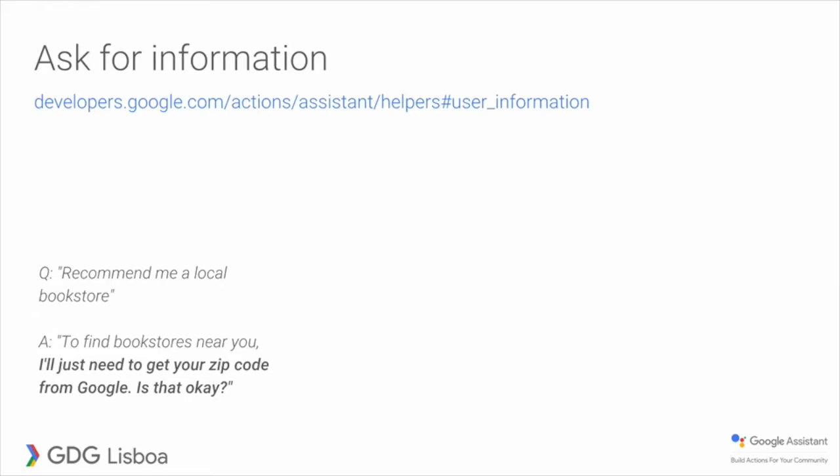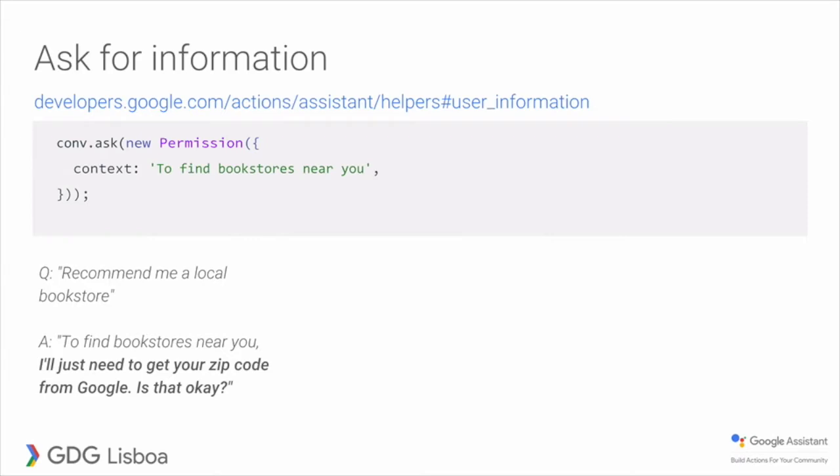It's like, okay, to find bookstores near you, I have to get your zip code from Google. Is that okay? But how do we ask the user that? How do we write the code? So there's a permission class that allows you to ask for the permission. So you're going to explain why. So you give them the context, why you're trying to access their data, and what permission you're asking for. So in this case, we're asking for their location. So it's going to go ahead, ask the user, is it okay to provide the app the location?